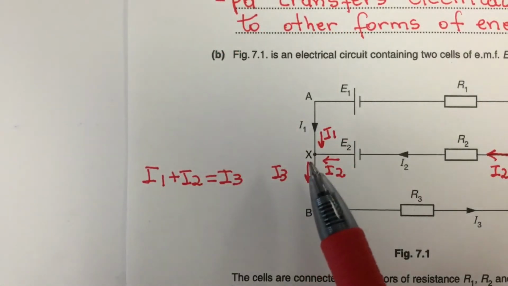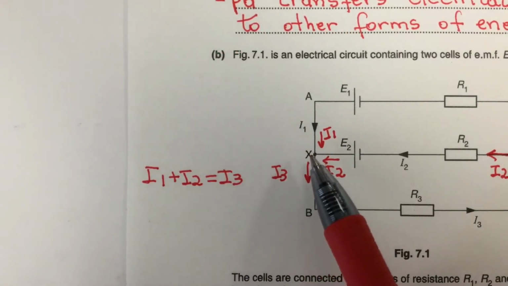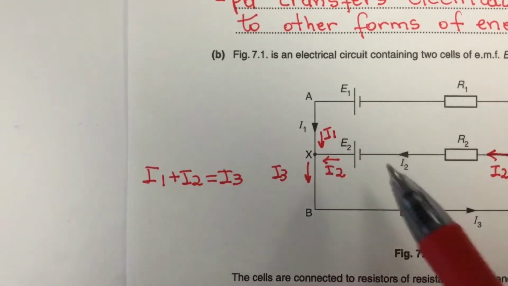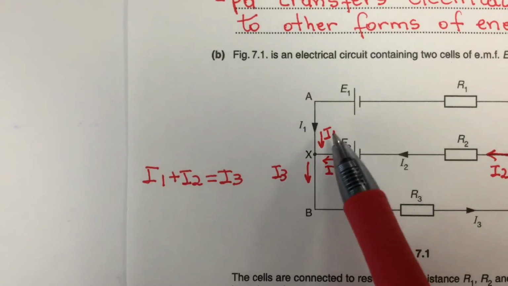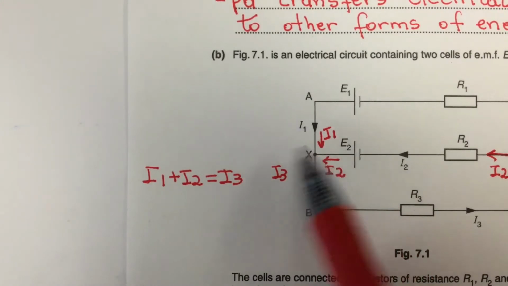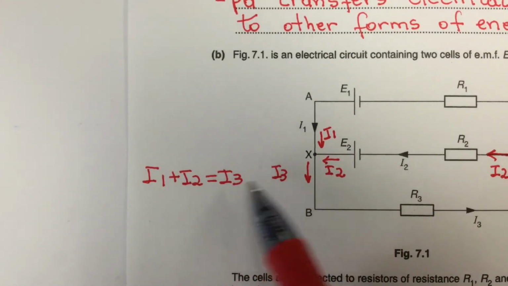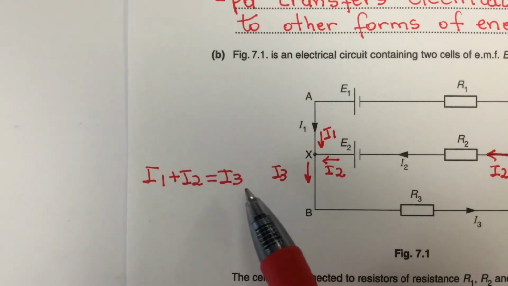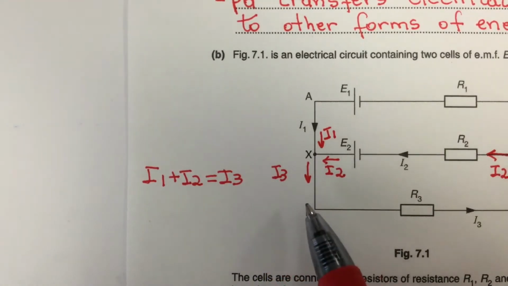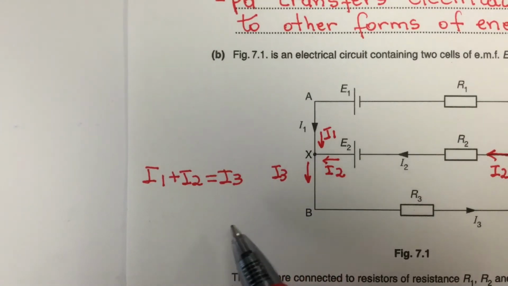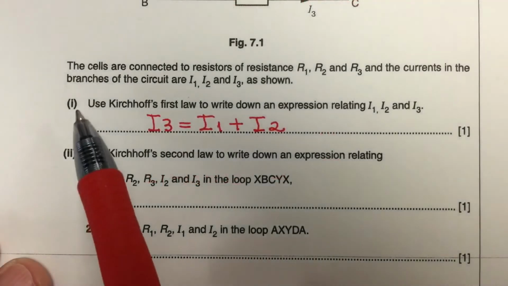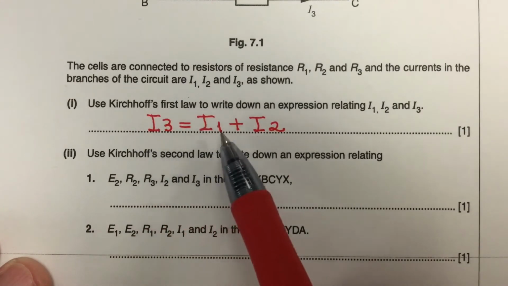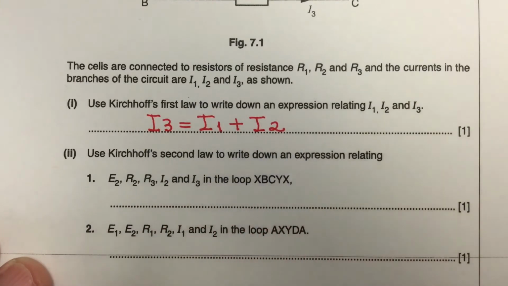Now let's apply the same at this point X, or joint. Here the currents in are I1 plus I2, and the current out is I3. So this expression that relates all three currents is exactly the same. The answer for this question is I3 equals I1 plus I2.